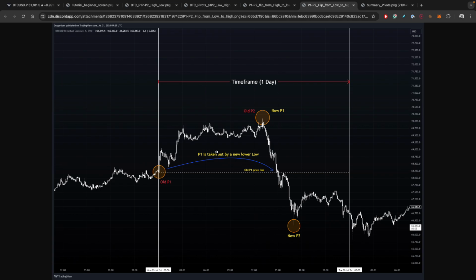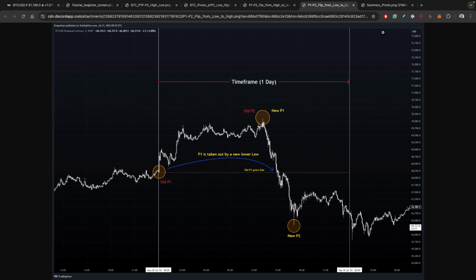Let's see, here we have another example where we have first the P1 here and the P2 there. Then we see that P1 is taken out by a new lower low right there. And what happens is that this P2 now is P1, because the high, it's still the daily high, but it now was put in before the daily low. And as such, this is the new P1, and here we put in the new P2. So this is very important to understand.